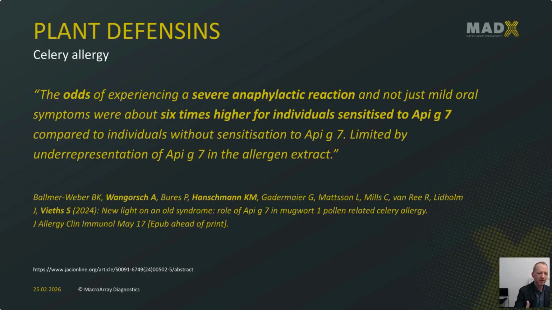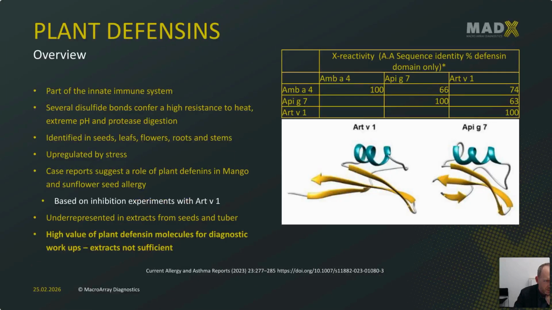And to confound this, APG7, as already mentioned, is underrepresented in the whole extract, which means that any skin prick testing or IgE testing based on extract is likely to result in a false negative outcome, which seems to be the case with Sabine, because we saw that the skin prick test only returned a positive result to mugwort.